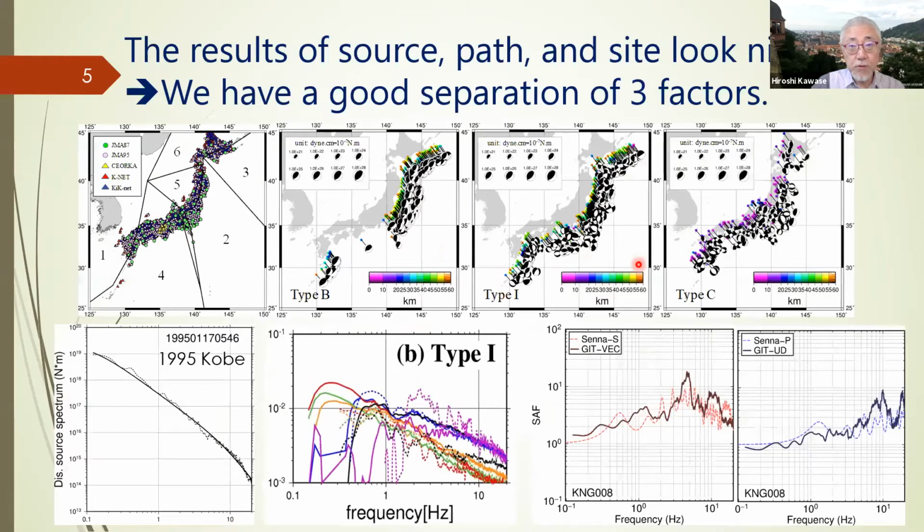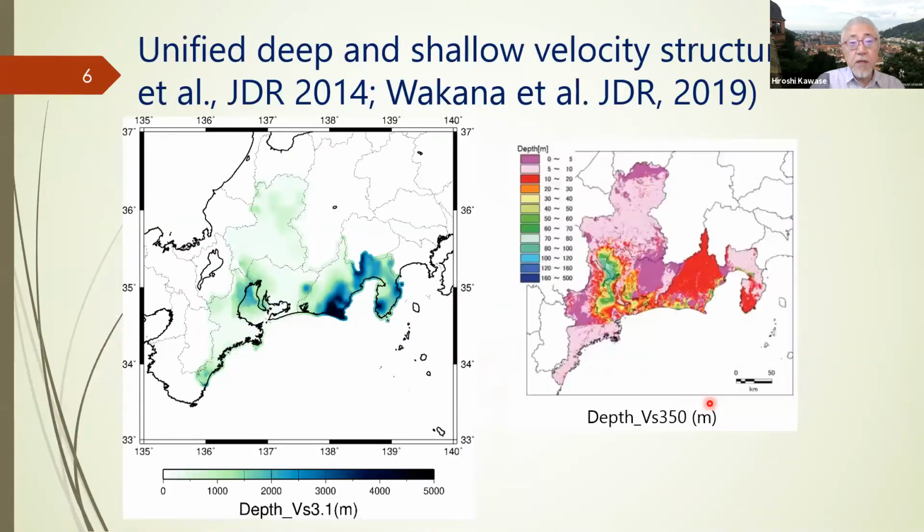And the result of the source, path, and site looks nice, as evidenced by the source spectra here, the 1995 Kobe source spectra, as seen with the nice correspondence with the omega-squared type. And also we see a very systematic frequency dependence of Q, and site effect with the correspondence at some selected sites, as I mentioned, with theory.